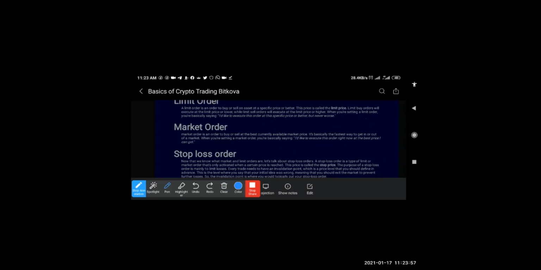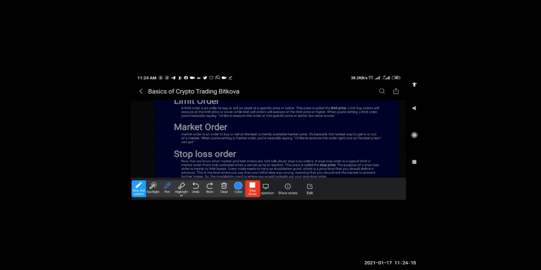So the limit order just allows you to buy or sell an asset at a specific price, the price that you feel is better for you. So it is not executed promptly until the market reaches that particular level.